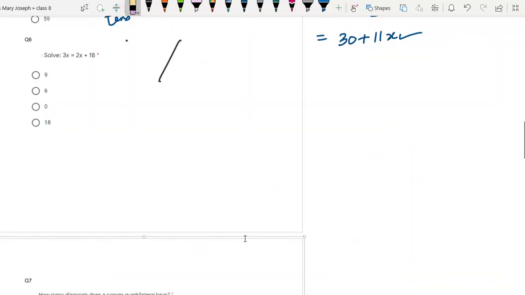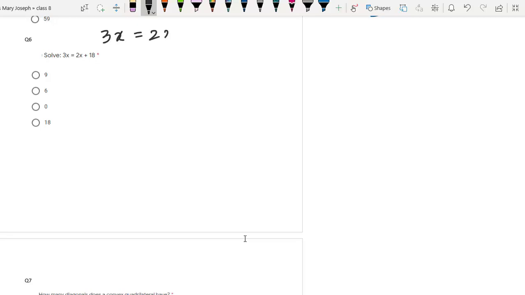Question number 6. Okay, question number 6 is solve 3x equal to 2x plus 18. Very simple question. So just we have to bring together the like terms, that is it will come on left hand side. We will have x equal to 18.